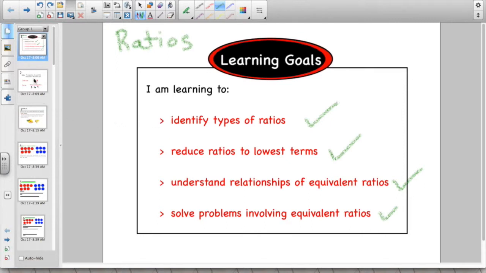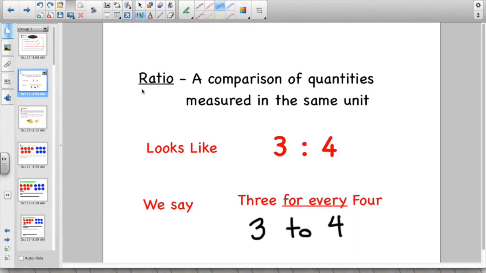So to begin, I'd just like to introduce the idea of what a ratio is. Okay, so a ratio is a comparison of quantities, right, measured in the same unit. What it looks like is a number separated by this colon right here, and followed by another number. How we would read this in words, we would say 3 for every 4, or sometimes you would hear it 3 to 4. Okay, 3 parts, right? 3 parts to 4 parts.